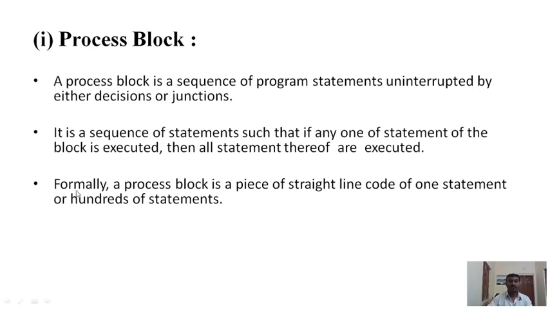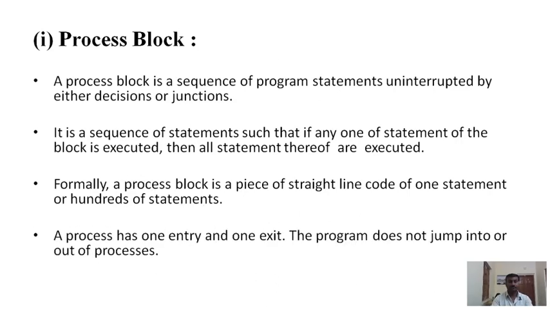Then the next point is, formally, a process block is a piece of straight line code of one statement or hundreds of statements. That means in a process block, we can place one statement or hundreds of statements. But those statements must be sequenced, with no junction and no decisions in between. If one statement is executed, then the other statements are also executed. Then a process block has one entry and one exit. The program does not jump into or out of the process block, because the process block may contain only one entry and only one exit.